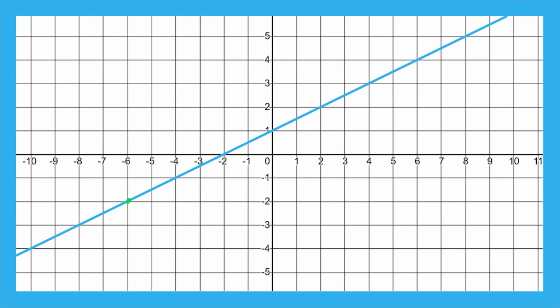For this one, pick any 2 points. I'm going to use (-6, -2) and (4, 3), but I encourage you to use 2 different points and see if we get the same answer. For the points I chose, my rise is 5, and my run is 10. 5 divided by 10 is 1/2, so the slope of this line is 1/2.